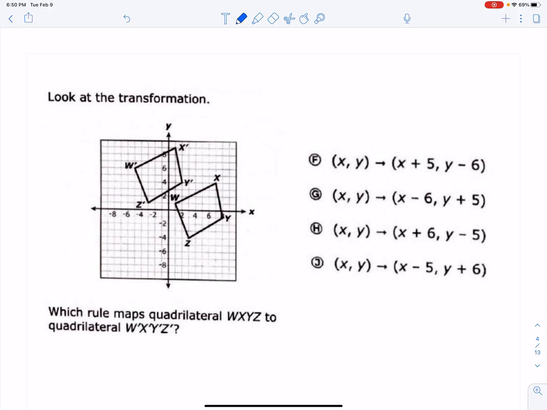Okay, so this one moved 1, 2, 3, 4, 5, 6 to the left. So that means it's going to be a minus 6. So that means the pluses are out for sure. And now that I know that it moved 6 to the left, I know J is out, so it has to be G. And did it move 5 up? 1, 2, 3, 4, 5. Yes, it did. Okay, so the correct answer is G.